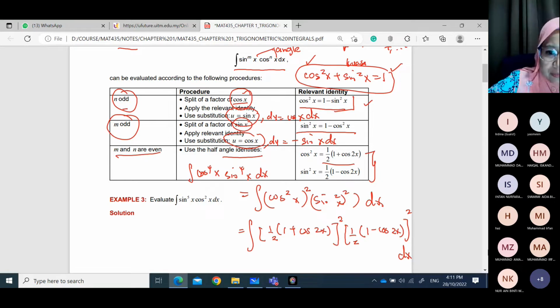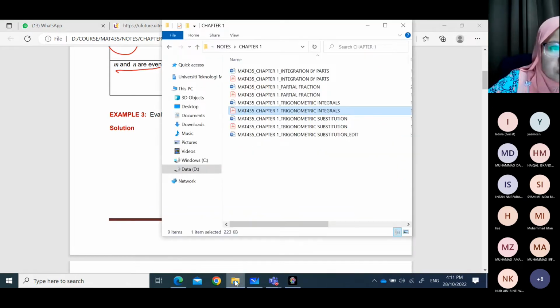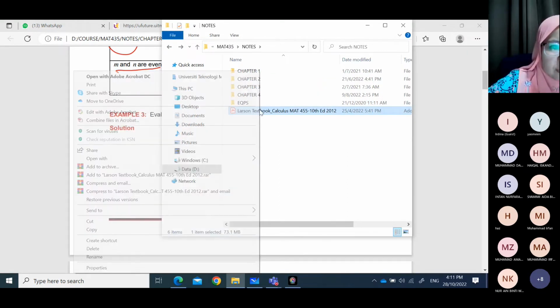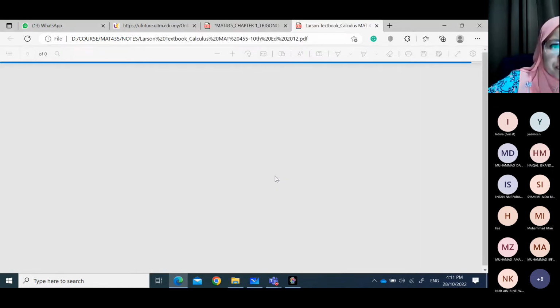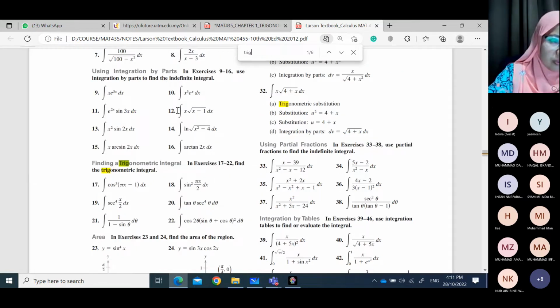Alright, so back to this one. Ada apa-apa soalan tak? Tak ada. Okay, so kita cuba satu soalan. Kita ambil daripada textbooks. Control F. Trigonometric. Yes. Trigonometric integrals. This one.